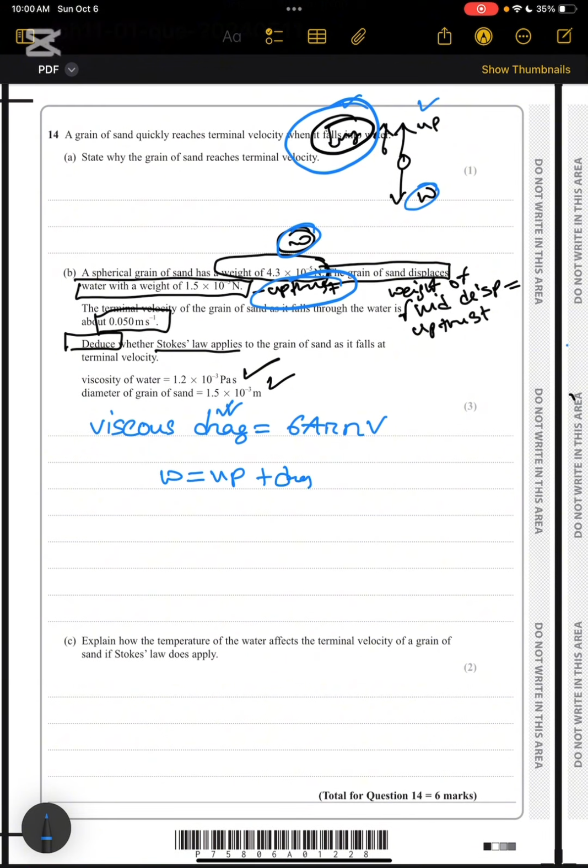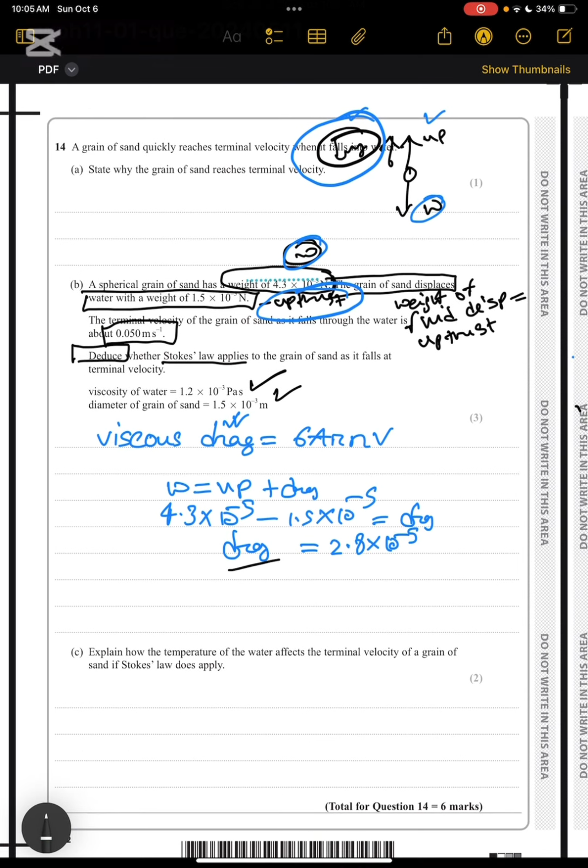upthrust plus drag. So we have the weight, which is 4.3 into 10 to the power minus 5, minus this upthrust, which is 1.5 into 10 to the power minus 5, is our drag. So the drag will be equal to 2.8 into 10 to the power minus 5. So now we can use this formula of drag. Drag can now be used in this part to find out this velocity, whether this velocity matches with this terminal velocity of 0.05.